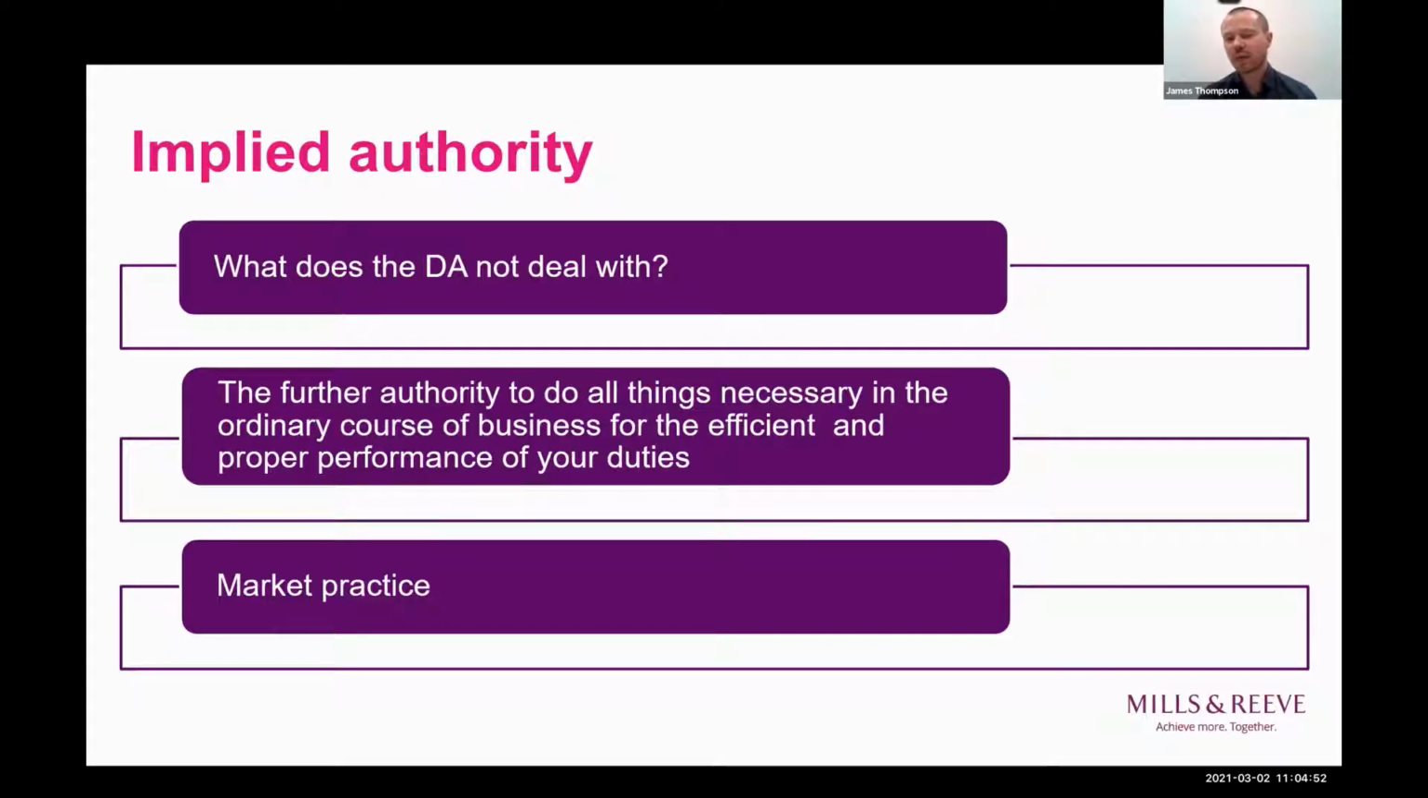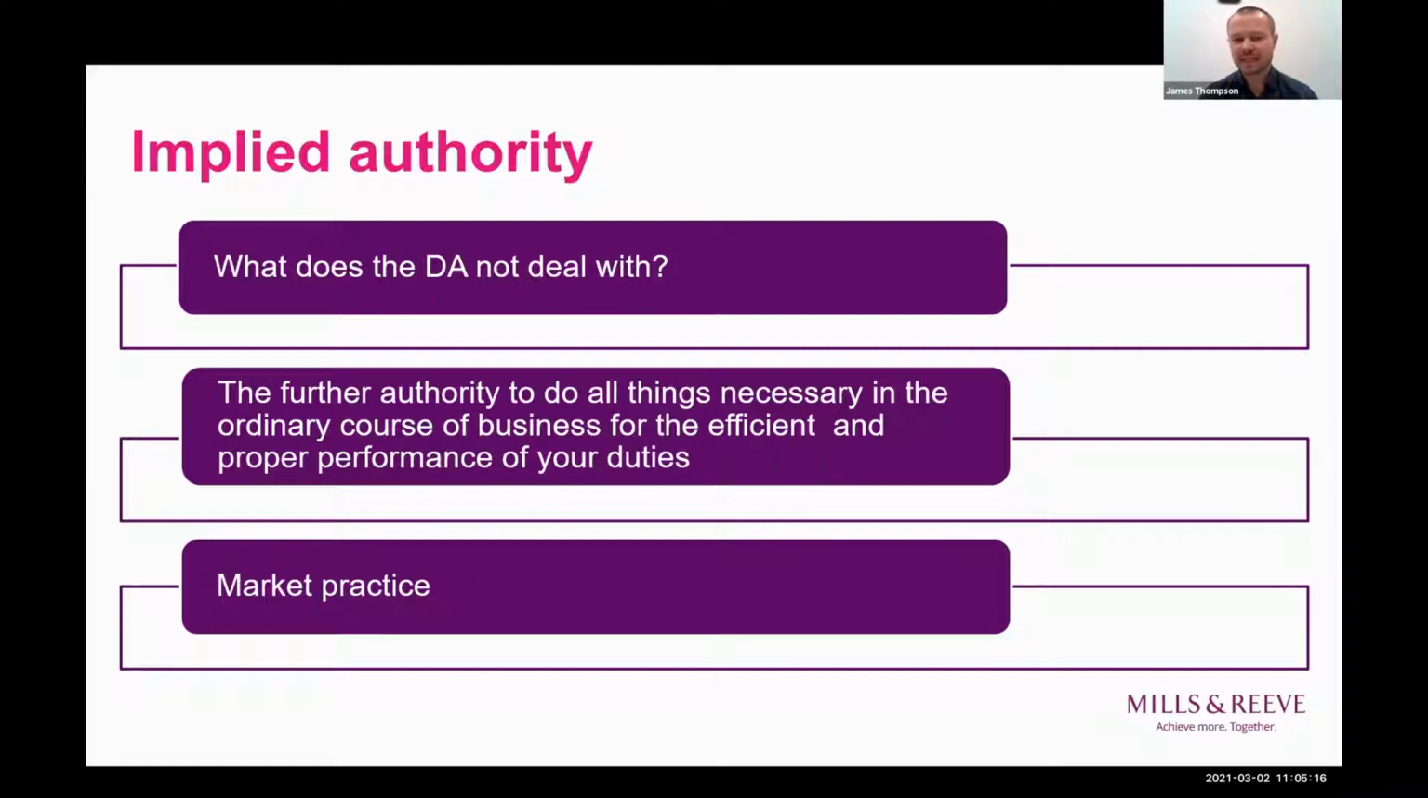An example of implied authority could be, for example, where you've got some claims handling authority. You could be dealing with a policy where the dispute resolution mechanism under the policy is arbitration. You generally have the implied authority to refer a dispute under that policy to arbitration, utilising your implied authority.